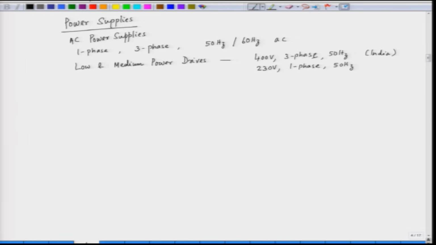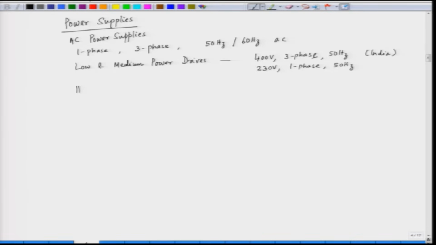Now, when the motors are high power, we use higher voltage power supply. For high power drives, we use higher voltages, and those are 3.3 kV, it could be 6.6 kV, it could be 11 kV. So, we have the motors which can be supplied from these high power high voltage supplies, because the power requirement is very large. So, we have to use higher voltage power supplies.